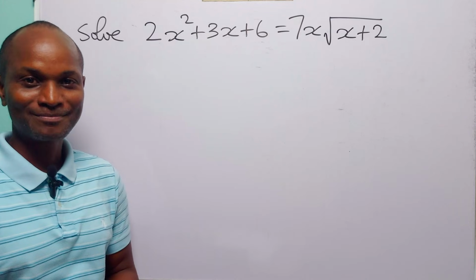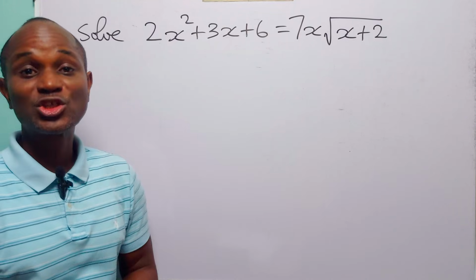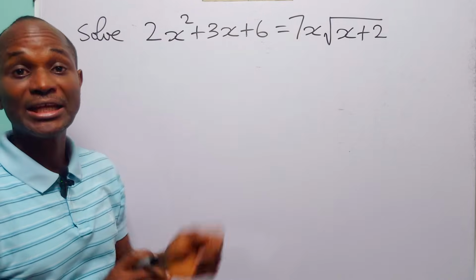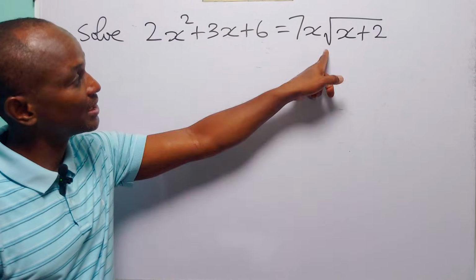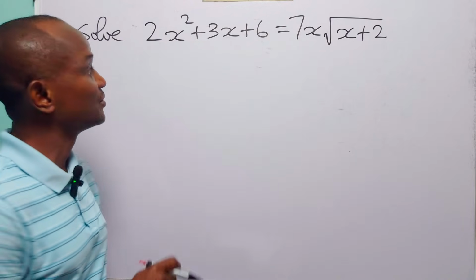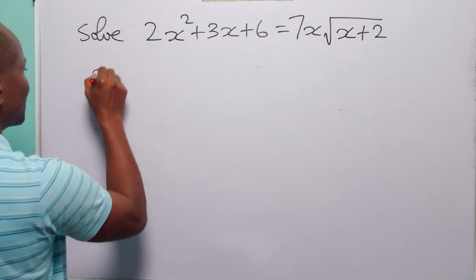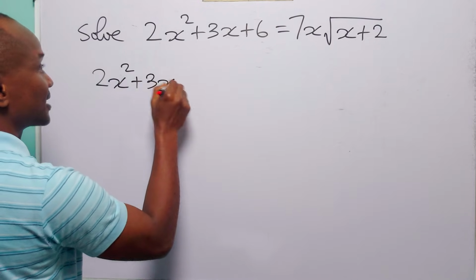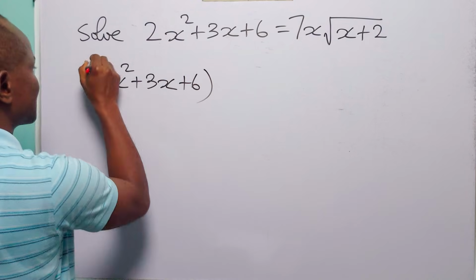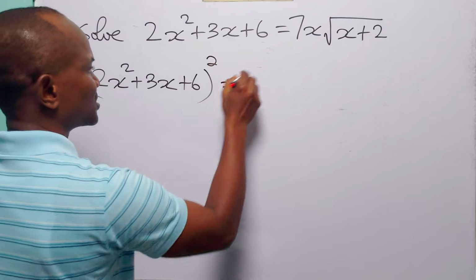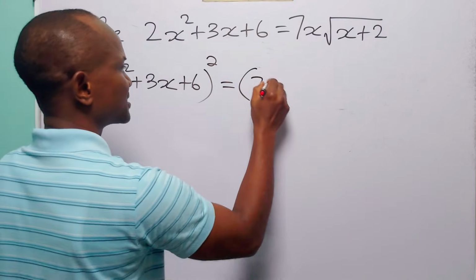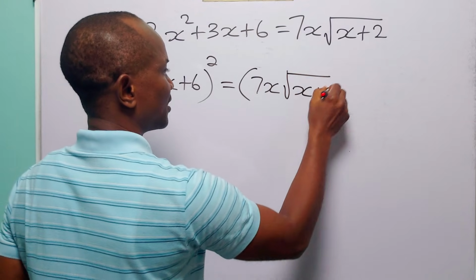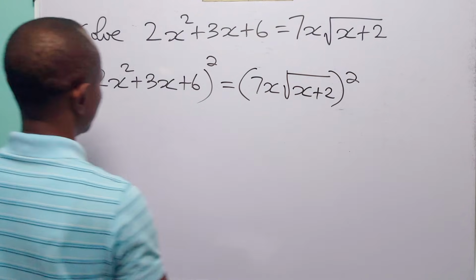Hello and welcome. The traditional way of solving such radical equations is to start by squaring both sides of the equation to get rid of this square root. Now, when we do this, on the left-hand side, we have (2x squared plus 3x plus 6) squared. And of course, this is going to be equal to (7x times the square root of x plus 2) squared.